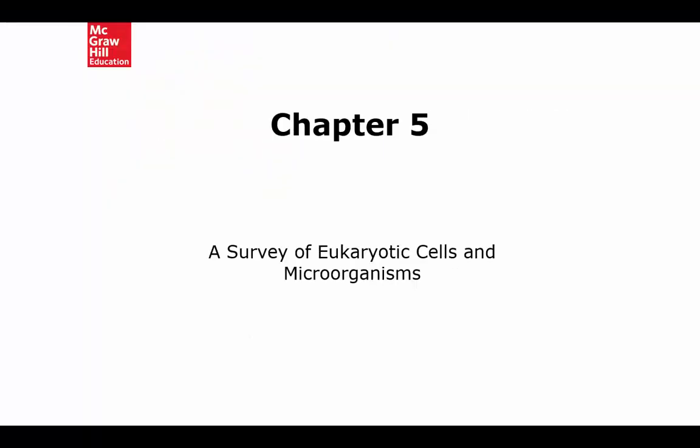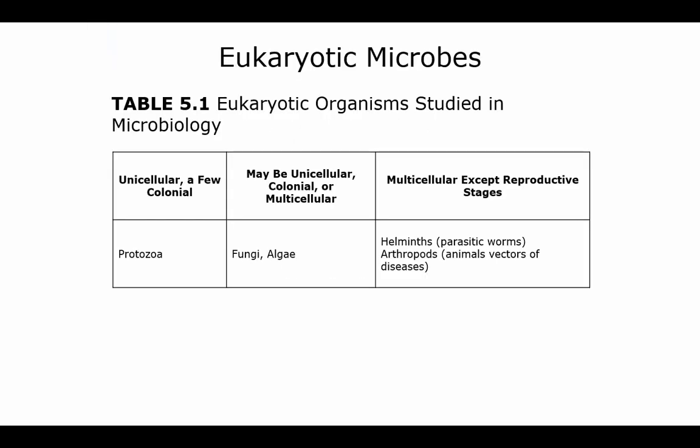Now we begin our discussion of Chapter 5, where we're going to look at our eukaryotic cells and microorganisms. This just starts out with a table of eukaryotic organisms that we're going to study in this course. The protozoa are the unicellular ones. A few of them are colonial. The fungi and algae can be unicellular, colonial, or multicellular. And then the helminths and the arthropods are multicellular, except the reproductive stages. And of course we're talking about parasitic worms and some animal vectors of diseases here.